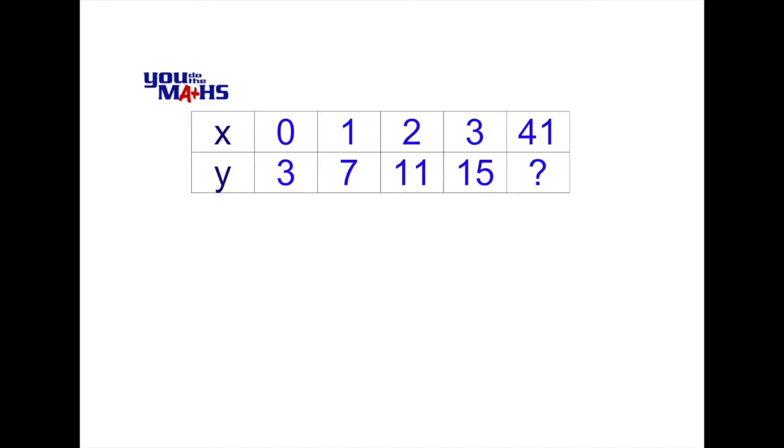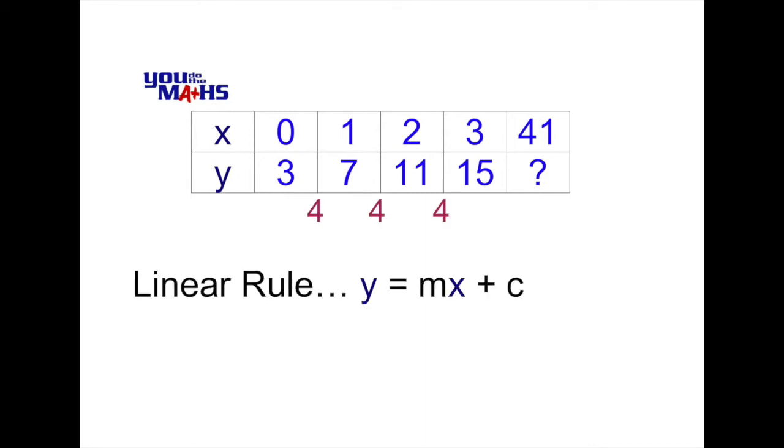Now we can see, as said before, that the y values go up by 4 each time, and if they're consistent in how they go up, that follows what's called a linear rule. In this case, the linear rule is y equals mx plus c. So we'll try and find those m and c values.